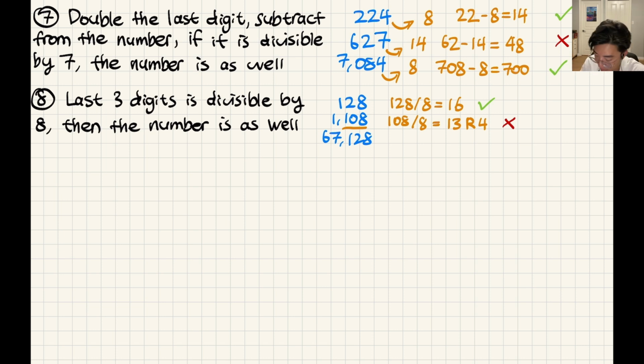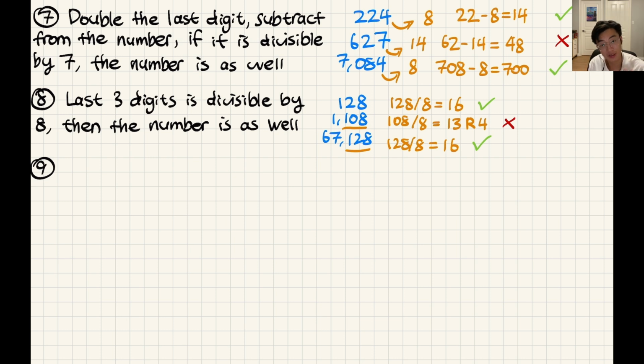Alright, so now for the last one, we take 128. So once again, we know the 128 is divisible by 8. Right? Which means that 67,128 is then divisible by 8. This could be anything. It could be 99,128. That's also divisible by 8. Alright, moving to 9 now.